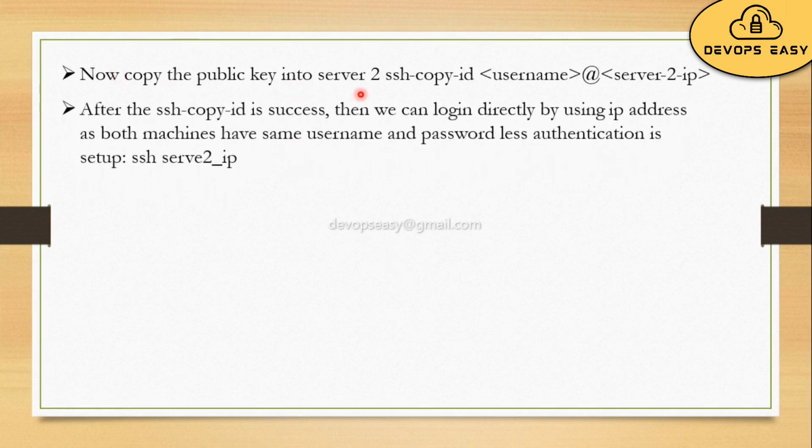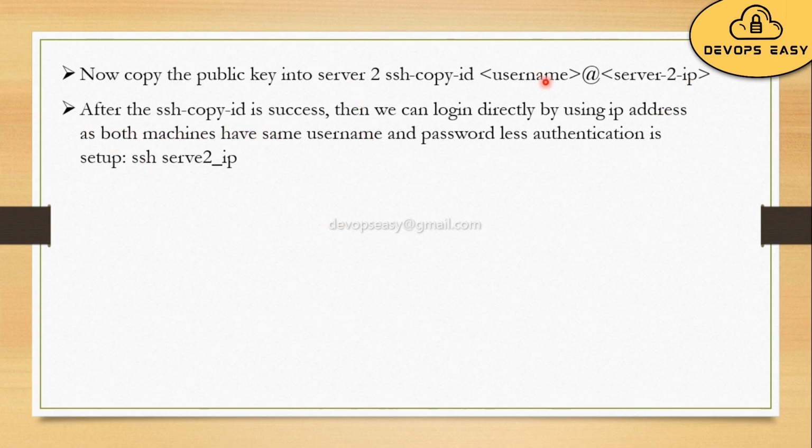So now copy the public key into server 2. In order to copy the public key from one server to another server, you need to execute ssh-copy-id, username and the IP address of server 2. I will explain all these things practically, then you will understand it. Now it may be a little bit confusing what the steps are. Once I log in into the server and show you the step by step process, then you will understand. Still if you are not understanding, try to watch the recording once again, then you will slowly understand. Anyway, I will explain.